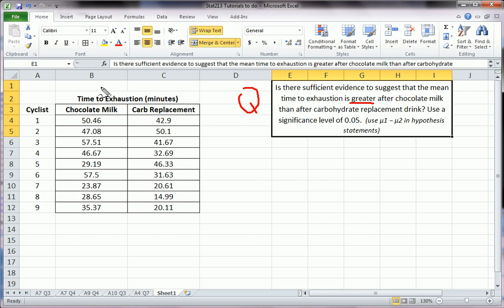So, first thing we should do is to give chocolate milk the subscript 1 and carb replacement group 2. This is going to help us later when we use subscripts mu1 and mu2 in our hypothesis statements and so forth to identify the groups, instead of having to rewrite chocolate milk and carb replacement over and over again. Okay, so basically what we want to see is that the mean, as in the words of this question right here, of chocolate milk, which is mu1, that's why I did this labeling this group 1 clearly, is greater than mu2. Okay? So that's pretty much the task in front of us.